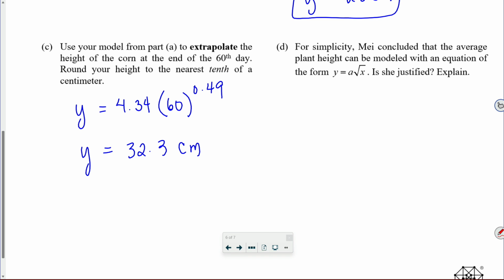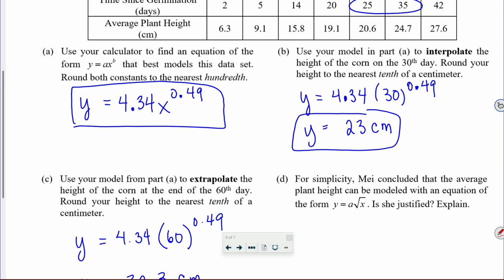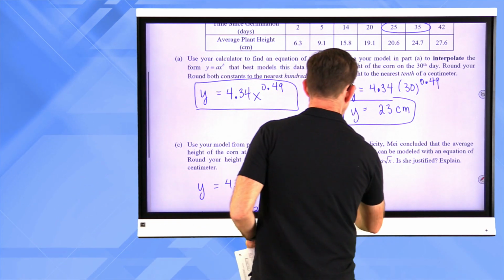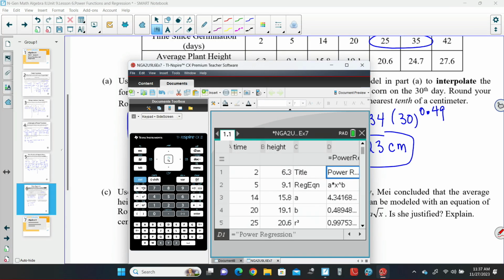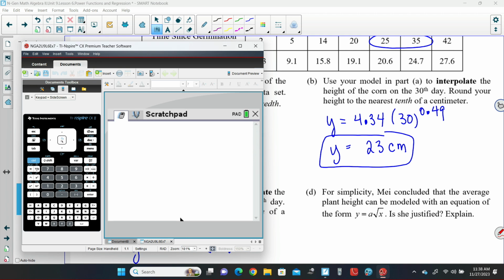You know, I just realized in that previous one, I rounded it to the nearest centimeter, and it says to the nearest tenth of a centimeter. Let's take a look really quickly at whether or not that's correct, just to make sure. Let me come over here. Let's just take a look at 4.34 times 30 raised to the 0.49. And that's 22.976, right?